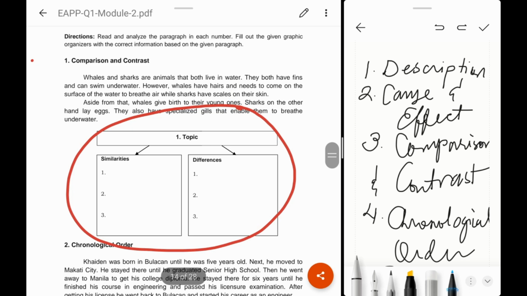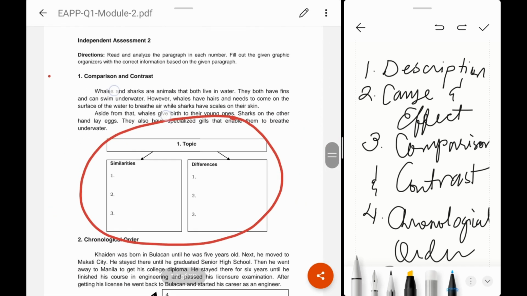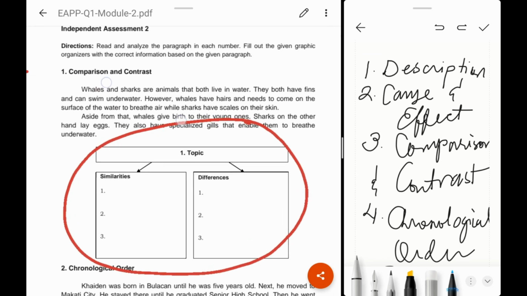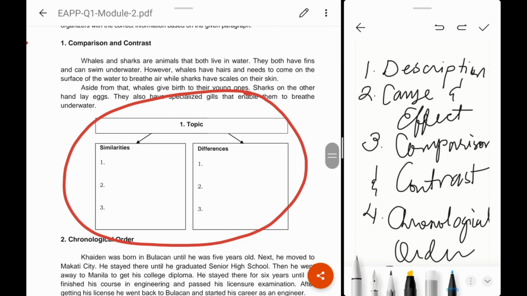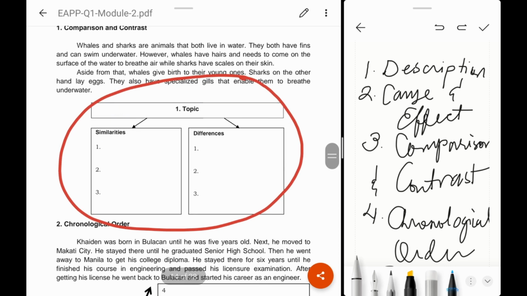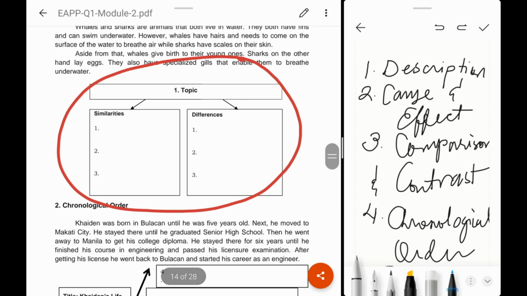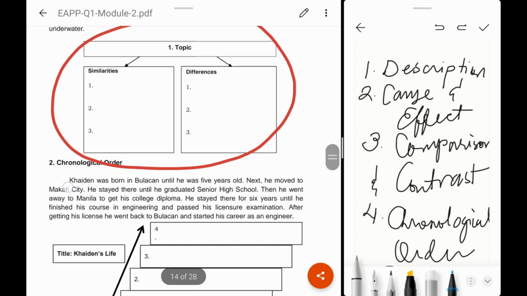So, for example, in the first item, it says here it is using comparison and contrast. So all you have to do is to read this paragraph. And then after you read that paragraph, you identify what are the two things that the writer compared and contrasted. Okay, so you will put here the topic. So what are the two things being compared, and then what are their similarities here, and then what are their differences here. Easy, right? Very good.